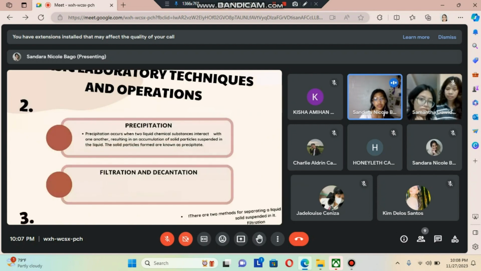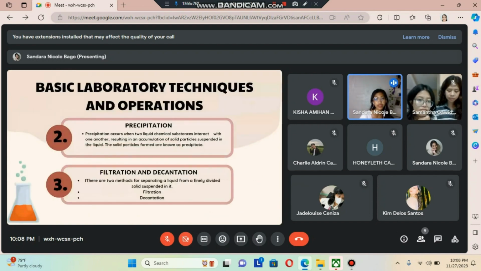Next station is precipitation. Precipitation occurs when two liquid chemical substances interact with one another, resulting in accumulation of solid particles suspended in the liquid. The solid particles formed are known as precipitate. And the third station is filtration and decantation. There are two methods for separating a liquid from a finely divided solid suspended in it: filtration and decantation.